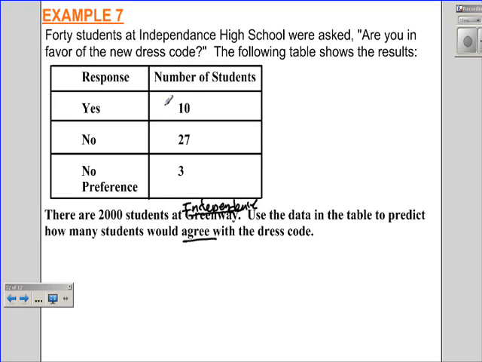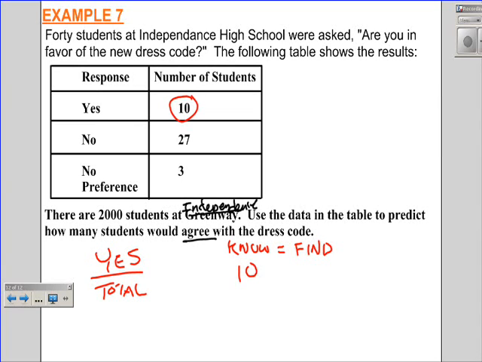So we're looking for this relationship of how many agree. We're looking at the number of people who say yes to the dress code out of a total. I'm going to set that equal to what I'm trying to find. So what do I know? I know that 10 people said yes. I have 10 yeses out of how many people total in this survey? Well, it tells me 40. I could have seen that, or I could have just added these up: 27 and 3 makes 30, plus 10 is 40. So 10 out of 40 total in my survey.